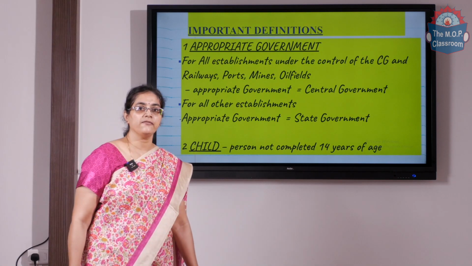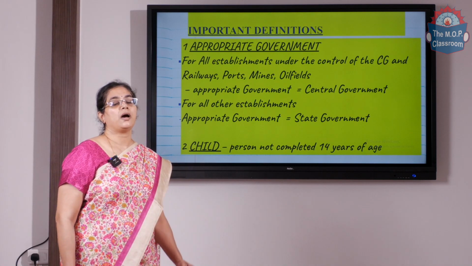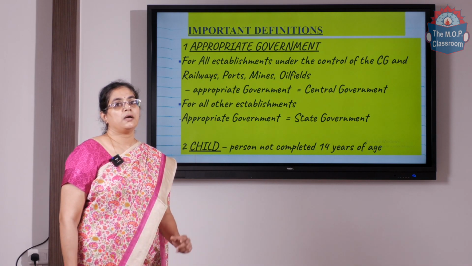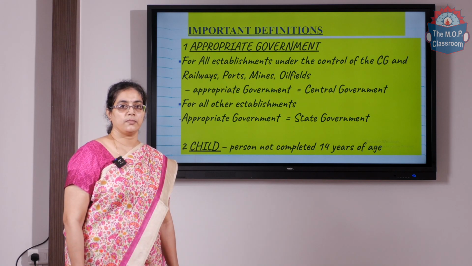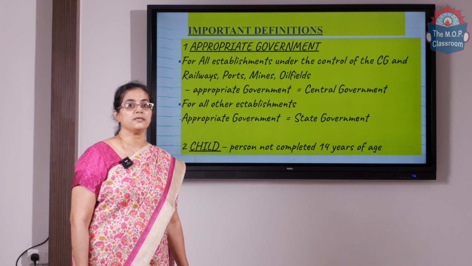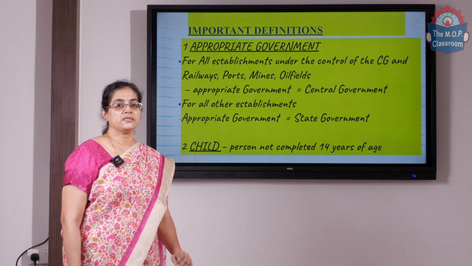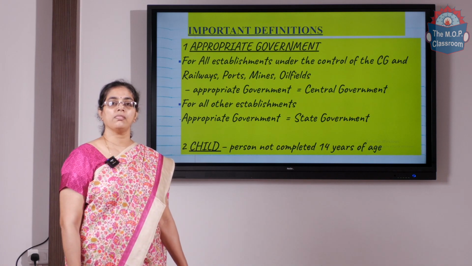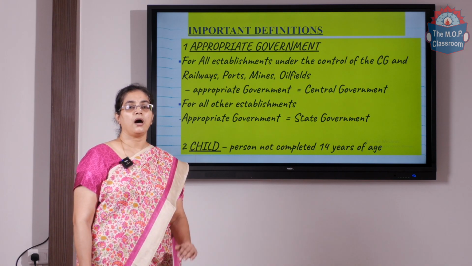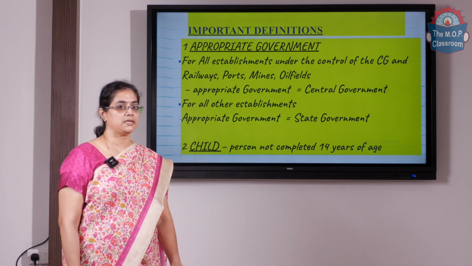Some of the important definitions that we will be covering in today's session will include appropriate government. Any establishment that is controlled by the central government, including the railways, ports, oil fields and mines, the appropriate government will be the central government. For all the other establishments, other than the ones mentioned above, the appropriate government will be the state government.